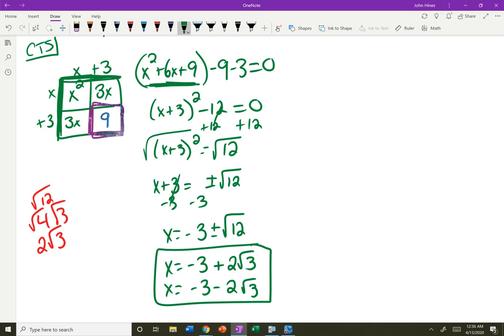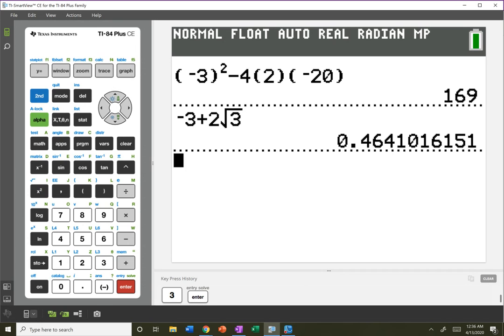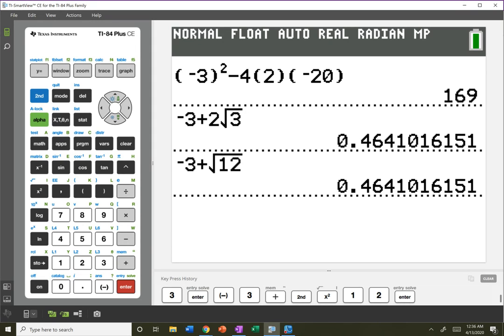Now, I could check it in my calculator for decimal versions. If I ask you to round to the nearest tenth or round to the nearest hundredth, I can type these in to get decimals. Negative 3 plus 2 square roots of 3. Actually, I didn't even have to simplify it. I could have done negative 3 plus the square root of 12. If I ask for decimals, there's no need to simplify the radical because you're going to get the same thing. So it's about 0.4641, and so on.